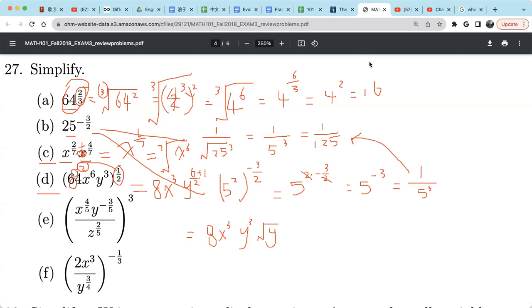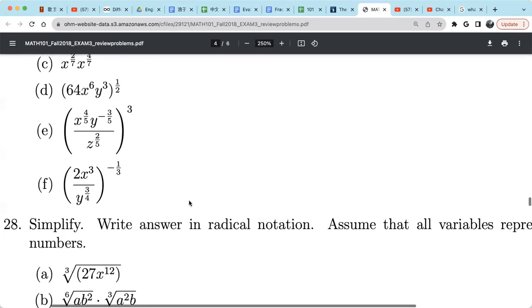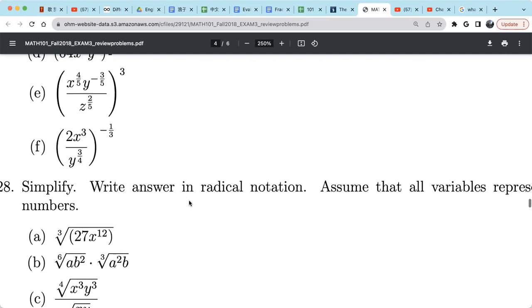Okay, now let's look at E and F. As you can tell, I'm already feeling a little bit tired, so I'm going to do E and F and take a little break.